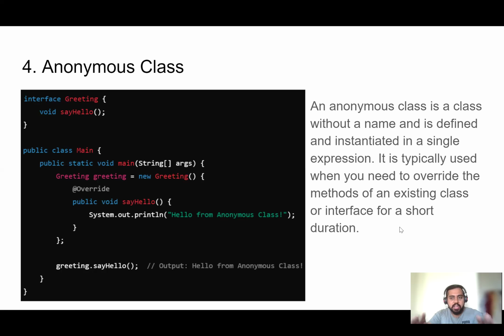The anonymous class is a class without a name, defined and instantiated in a single expression. It is typically used when you need to override a method of an existing class or an interface for a short duration. This is for one-time, short-duration use. It works for both classes and interfaces.